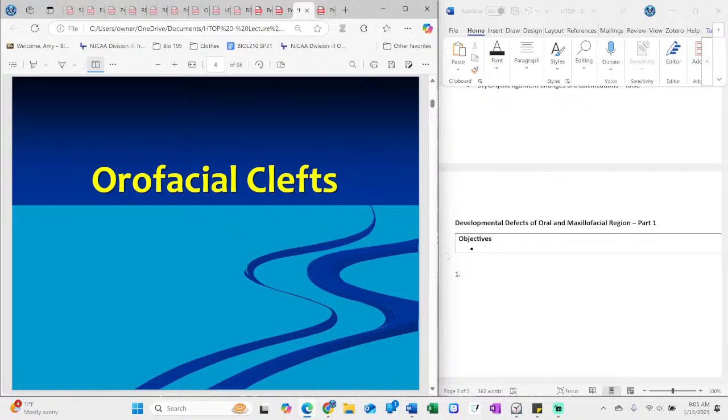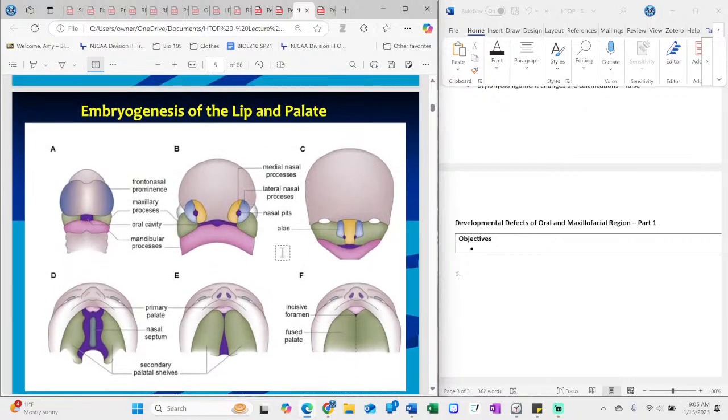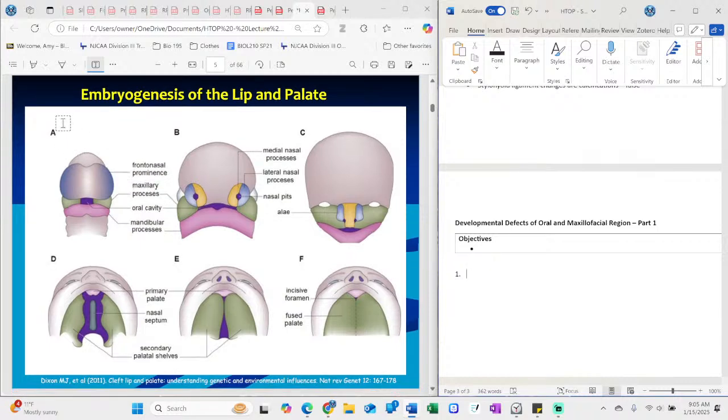Okay. So this is kind of a refresher for you guys for the embryogenesis process of the lip and the palate. So there are 6 different things here. If you see the first one, you see a frontonasal prominence. Then you see the green one is the maxillary processes. This is the mandibular processes of the first branchial arch. And then the one in the middle that you see forms the future oral cavity.